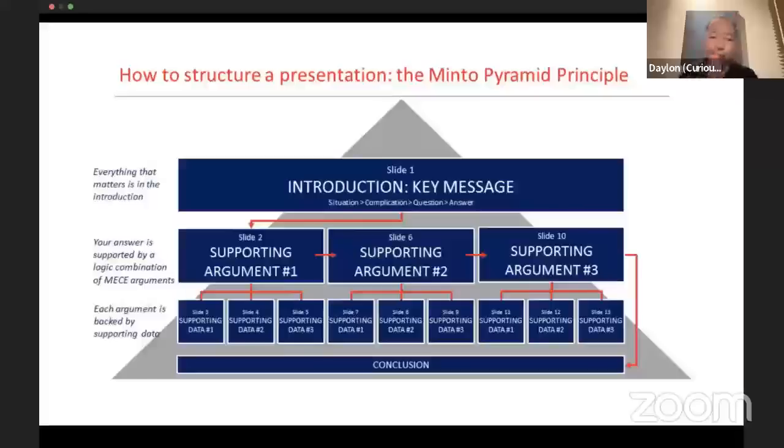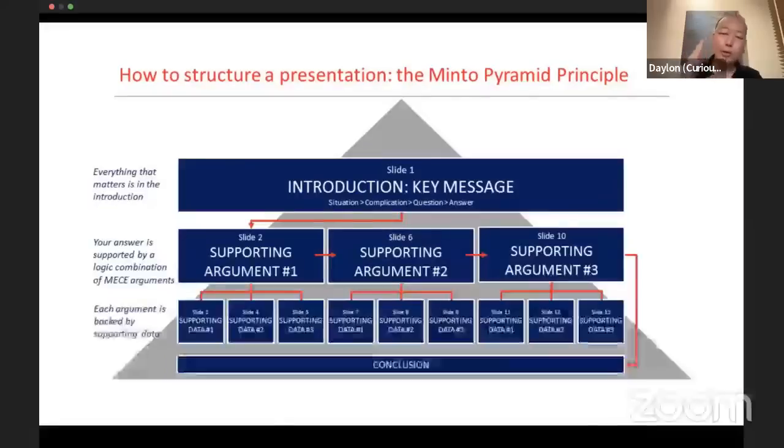So if you imagine it as a triangle, right? And if you're structuring your presentation or your slides, for example, all McKinsey business consultants actually structure their slides this way.